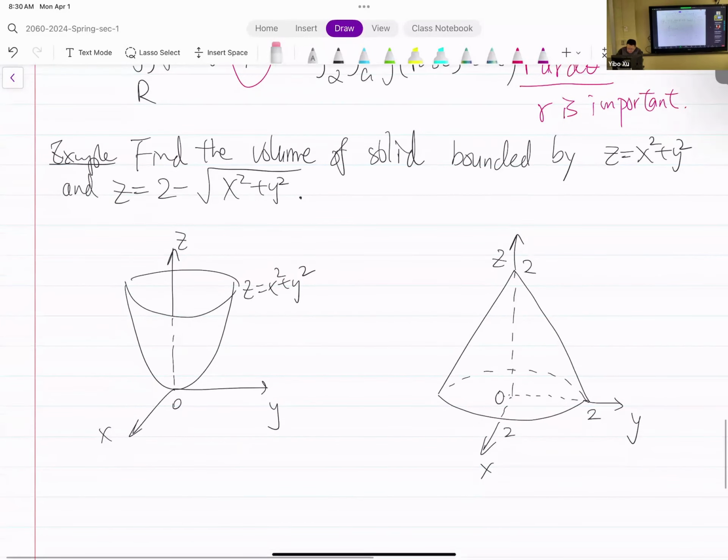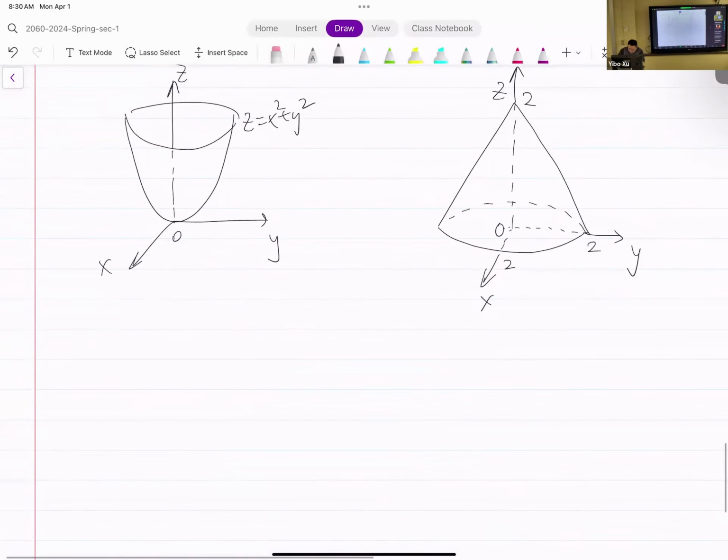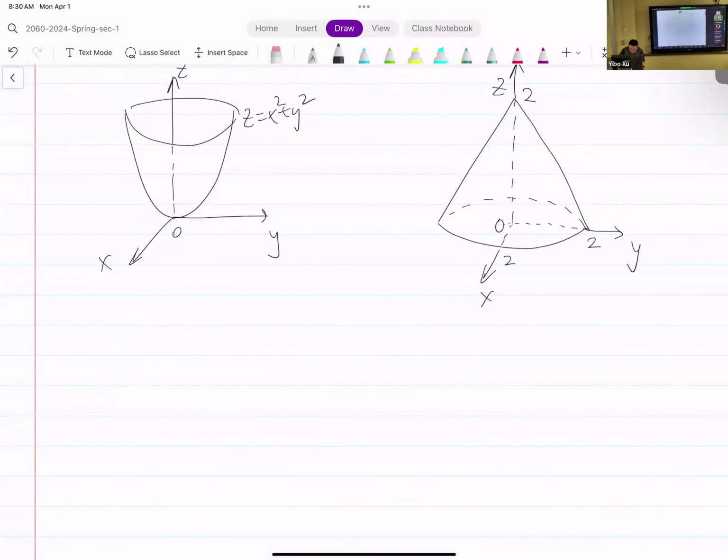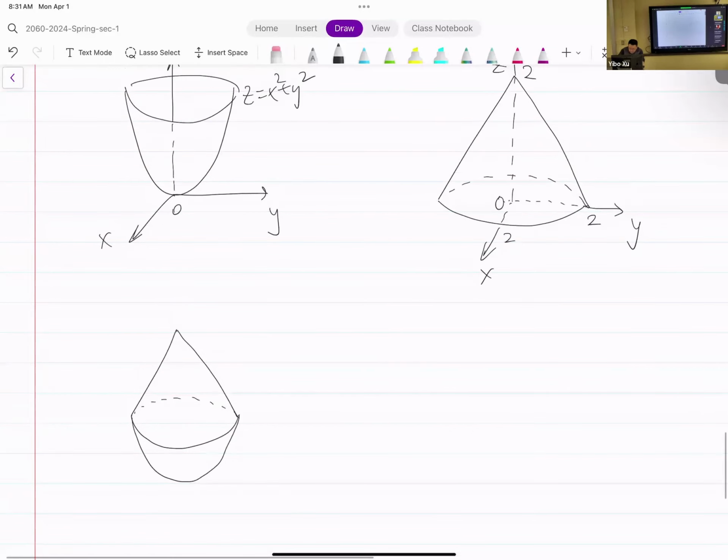So if we put this figure together, on the top we know there's a cone, right? But at the bottom, this is a paraboloid. So they intersect at a certain circle, right? And then at the bottom, you just have that paraboloid.